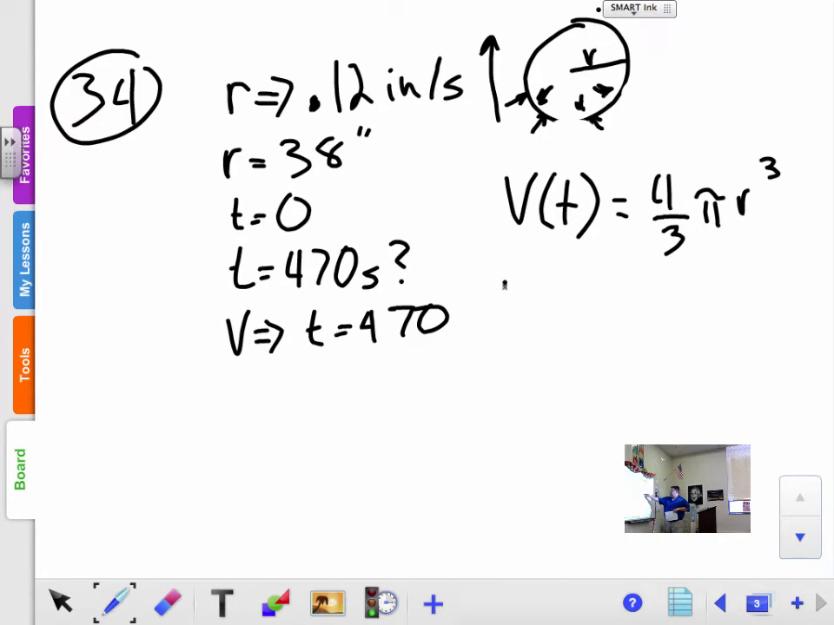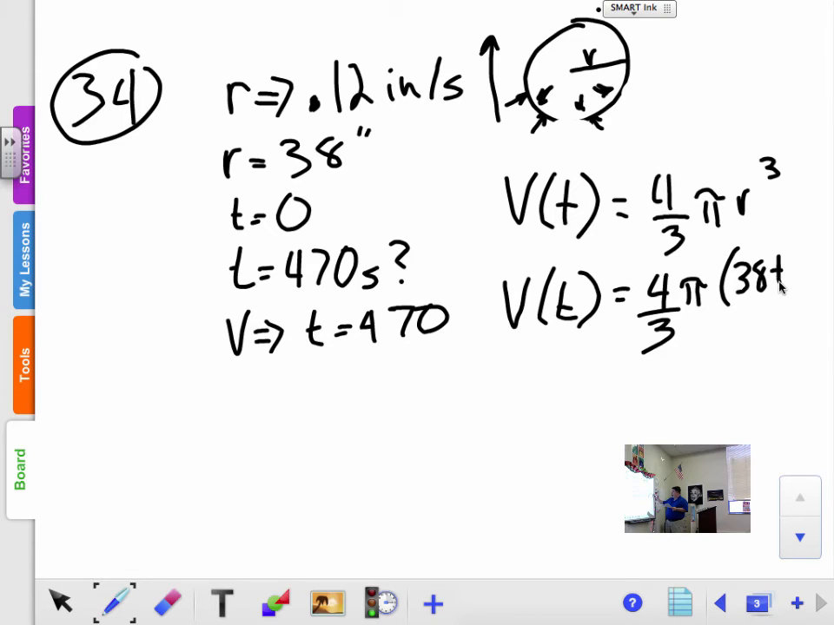B. Because what we're going to do is we're going to say V of t. So the 4/3 stays the same because that's a constant. Pi is actually a constant, even though we don't think of it. It's a number that never changes, right? And so the only thing that really changes is the radius. Well, our original radius is 38 inches, but it increases as a function of time of 0.2 times t. And we have to cube all of that. So when you plug that in, and that was answer B, that's what you'll get. Okay?